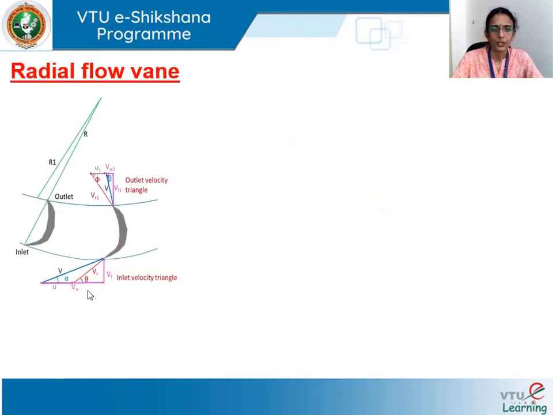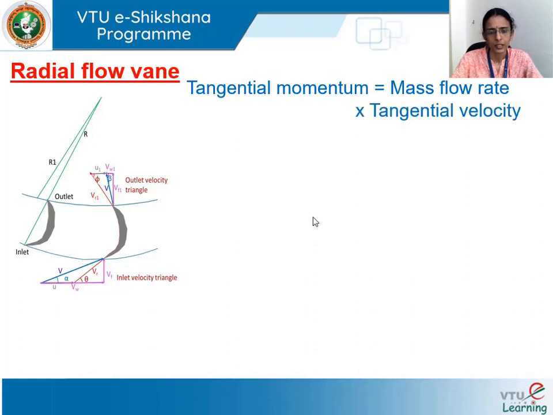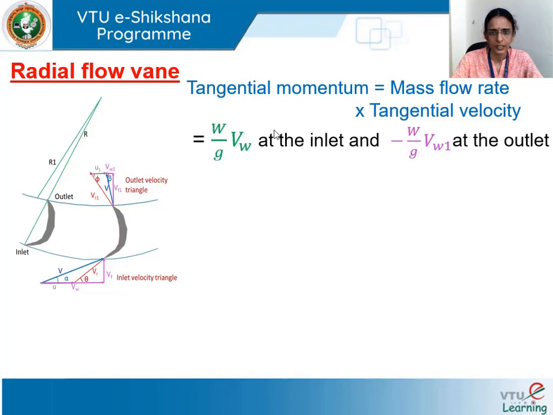With these velocity triangles, now we know the tangential components of velocities at the inlet and outlet. So, let us see how we calculate the tangential momentum. Tangential momentum is equal to mass flow rate multiplied by tangential velocity. In this case, the mass flow rate can be written as W by G. Therefore, the tangential momentum at the inlet is W by G into the tangential component of velocity at the inlet, which we get from the inlet velocity triangle as VW. So, W by G into VW is the tangential momentum at the inlet. Similarly, at the outlet, the mass flow rate is W by G and the tangential component of velocity is VW1. But since VW1 is in the negative x direction, we need to consider the negative sign. So, the tangential momentum at the outlet is minus W by G into VW1.